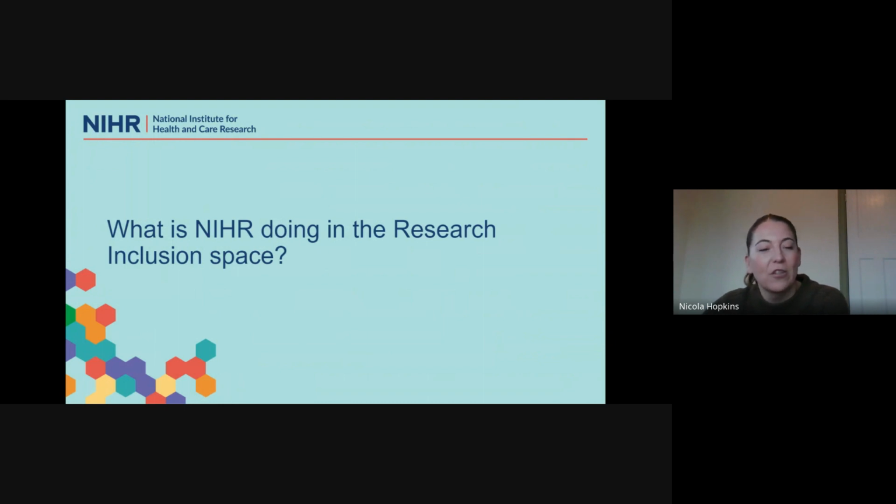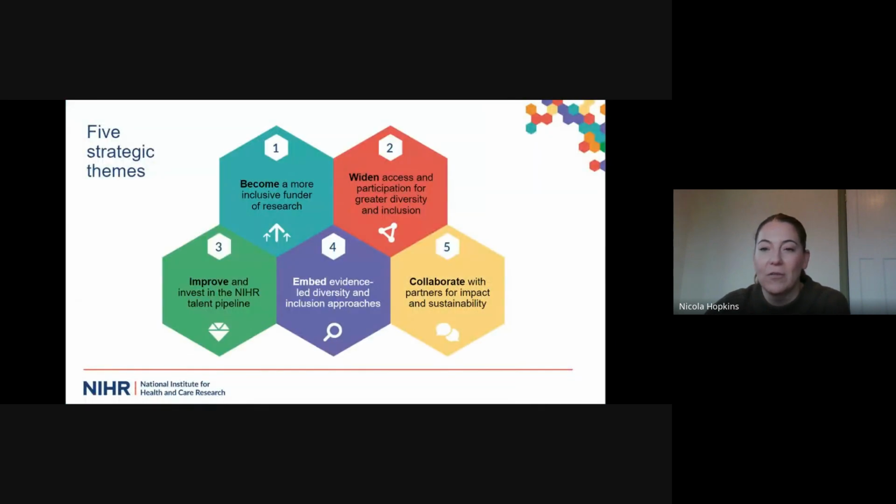Okay, so I'm just going to finish off my part of this session by talking about what NIHR is doing in the research inclusion space. So our aims in relation to research inclusion are set out in the NIHR's first research inclusion strategy, which we launched in 2022 and runs until 2027.